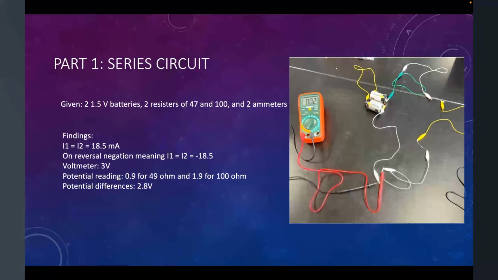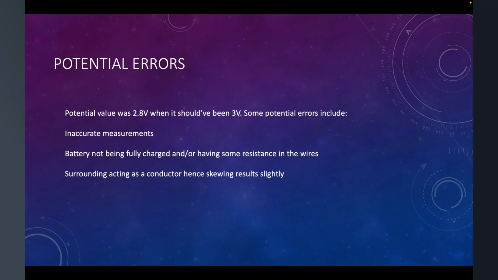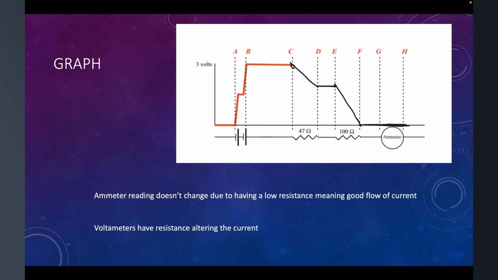And the voltmeter is supposed to read 3 volts, but the potential reading gave us 0.9 for 49 ohms and 1.9 for 100 ohms, which made the potential difference 2.8 volts. The potential value was 2.8 when it should have been 3. Some potential errors include inaccurate measurements, the battery not being fully charged, and or having resistance in the wires, and the surroundings acting as a conductor, hence skewing the results slightly.